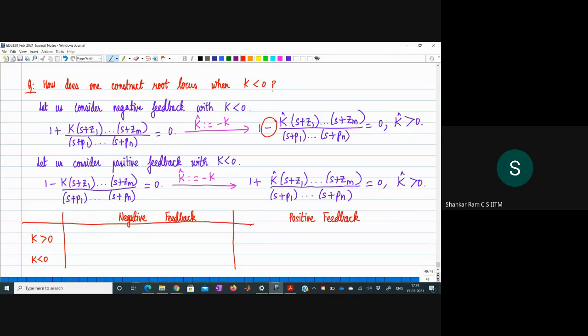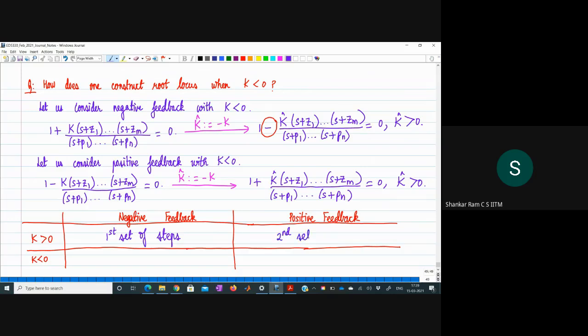So let me draw it in the form of this grid so that it's clear to all of us. Negative feedback with a positive k is what we learned before, right? So I would say use the first set of steps. That's it. Okay. So positive feedback with positive k, we use the second set of steps, which we learned today.